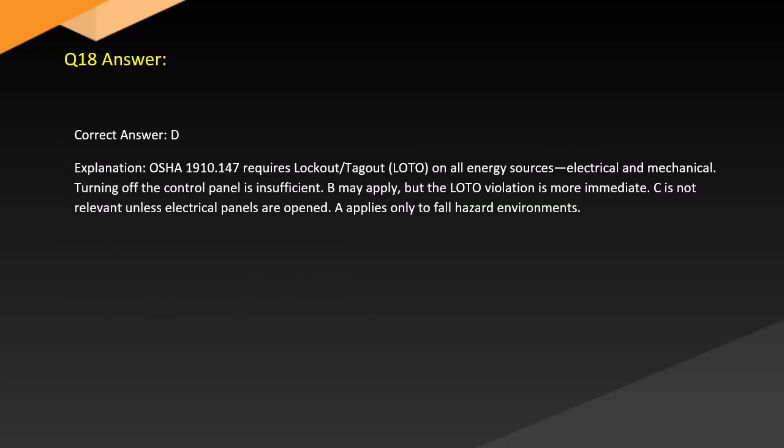Answer. Correct answer: D. Explanation. OSHA 1910.147 requires lockout/tagout (LOTO) on all energy sources, electrical and mechanical. Turning off the control panel is insufficient. B may apply, but the LOTO violation is more immediate. C is not relevant unless electrical panels are open. A applies only to fall hazard environments.